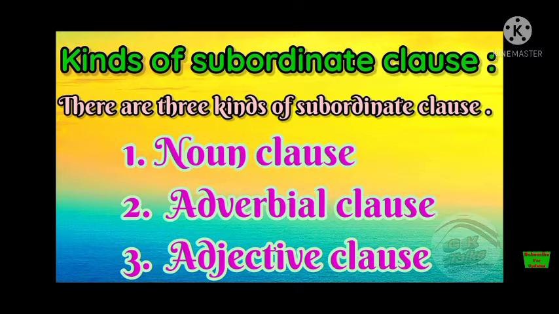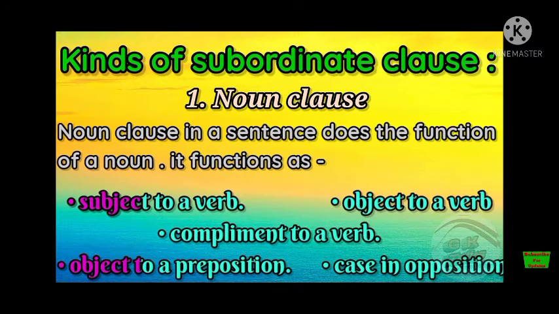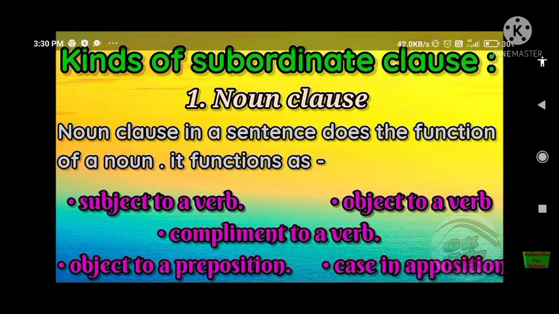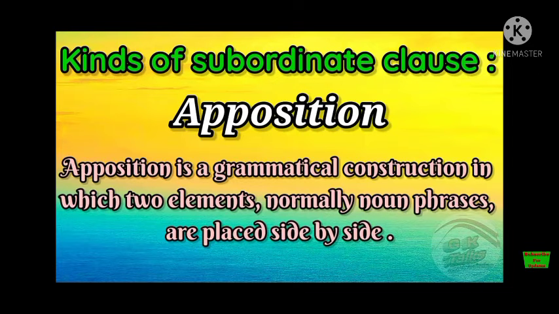Now see the first one, that is noun clause. A noun clause in a sentence does the function of a noun. It functions as subject to a verb, object to a verb, complement to a verb, object to a preposition and case to apposition. Now come to apposition. Apposition is a grammatical construction in which two elements, normally noun phrases, are placed side by side.